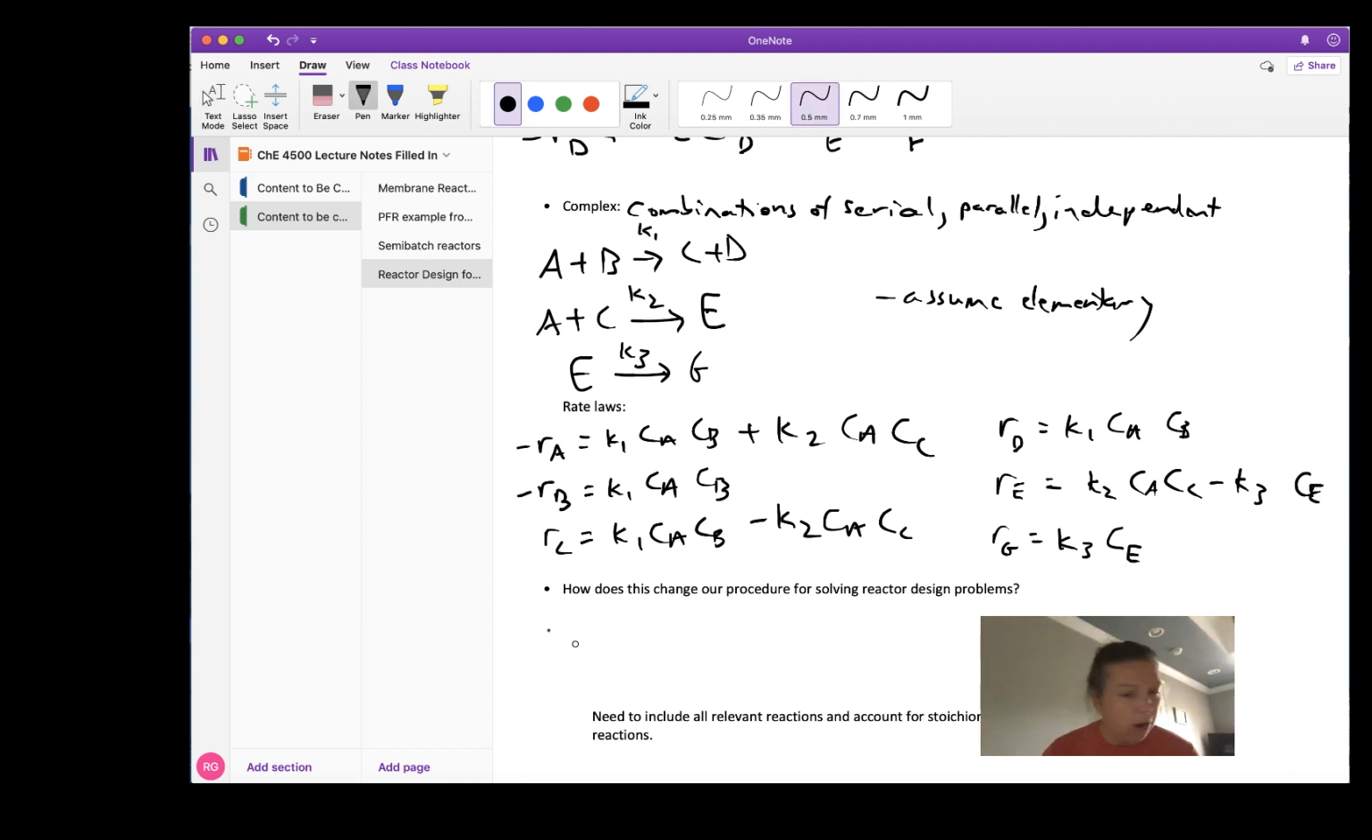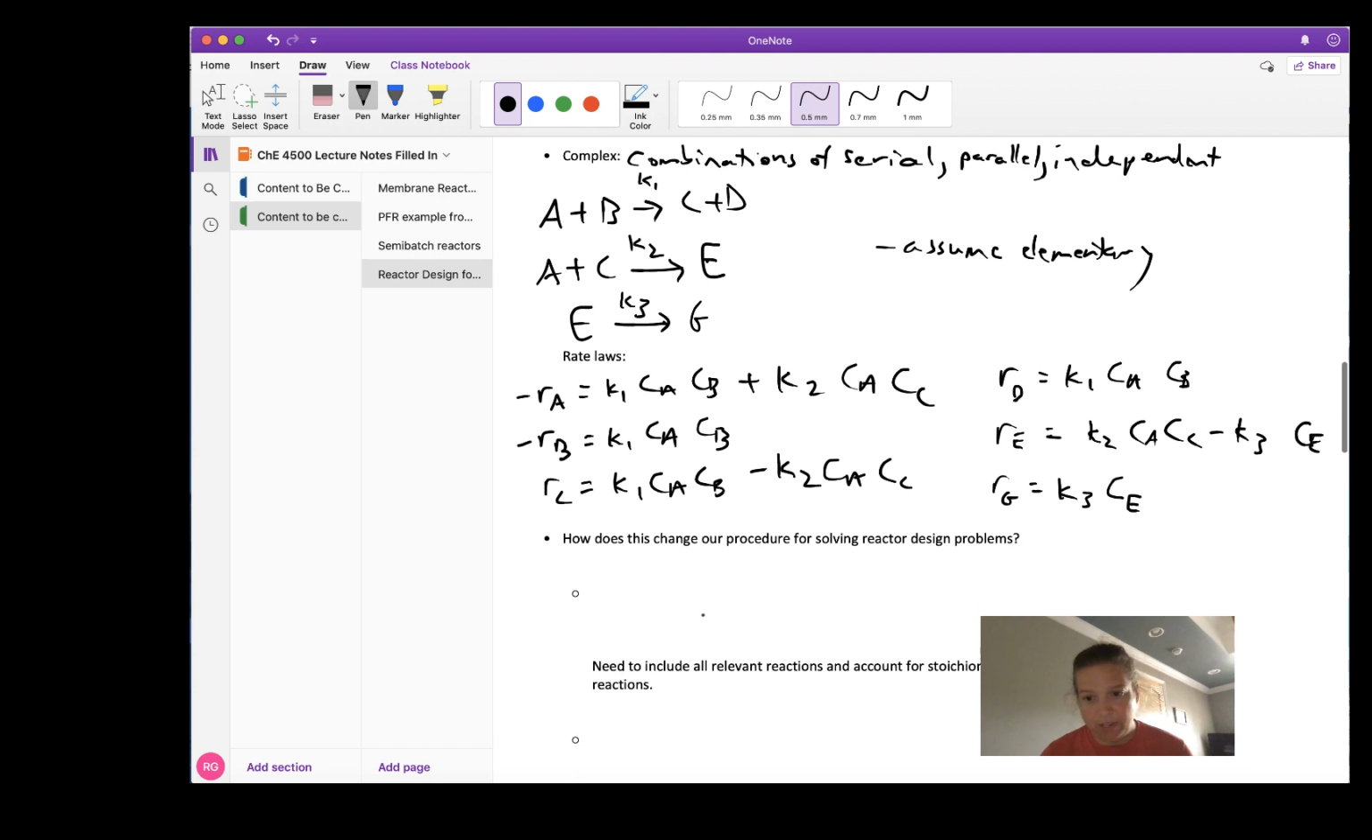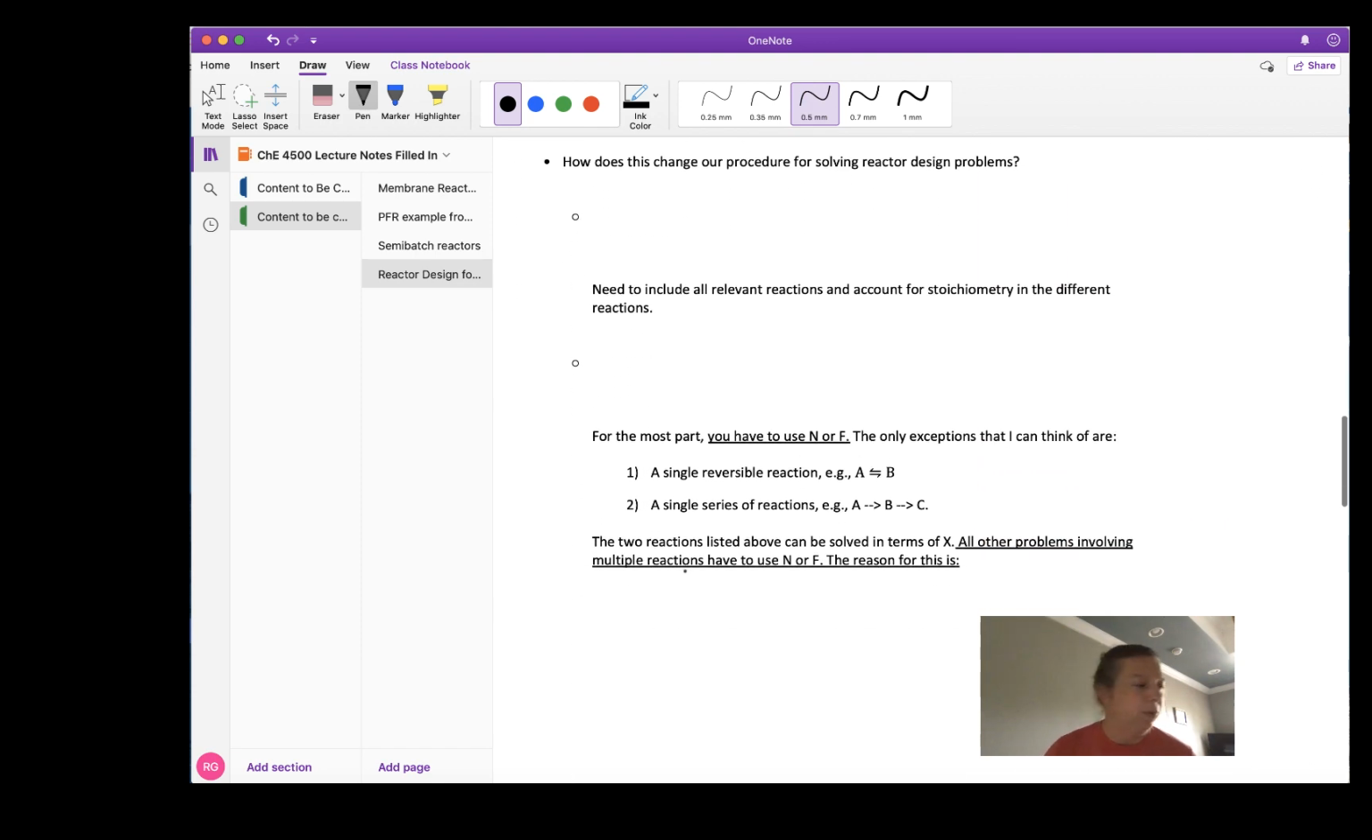Okay, so how does this change our procedure for solving our reactor design problems? So one is what we just did, constructing net rates.